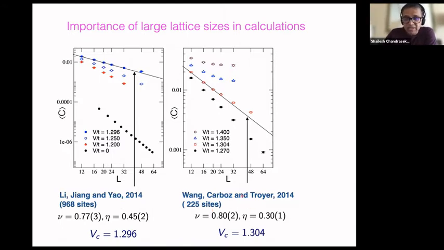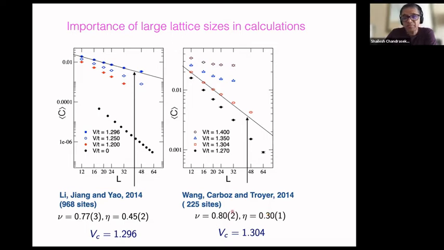For example, as soon as this model was known to be solvable, we solved the sign problem. Matthias Troyer and his group came by and looked at it on very small lattices, only 225 sites in total, something like 15 by 15 lattices. And they did an analysis, and their critical point was at VC of 1.304. Remember, the real VC is 1.28. And they got a critical exponent eta of 0.3.